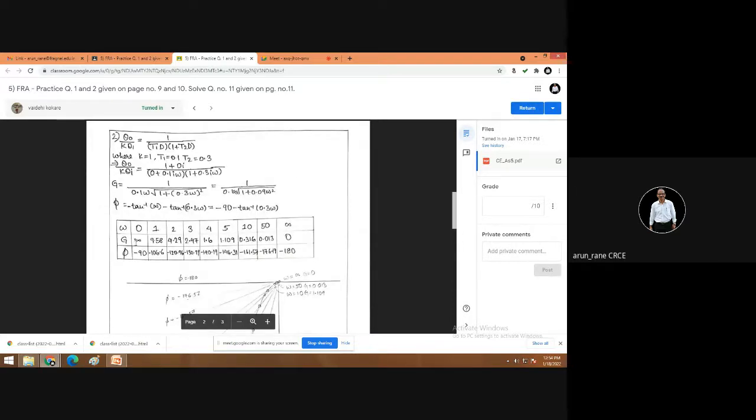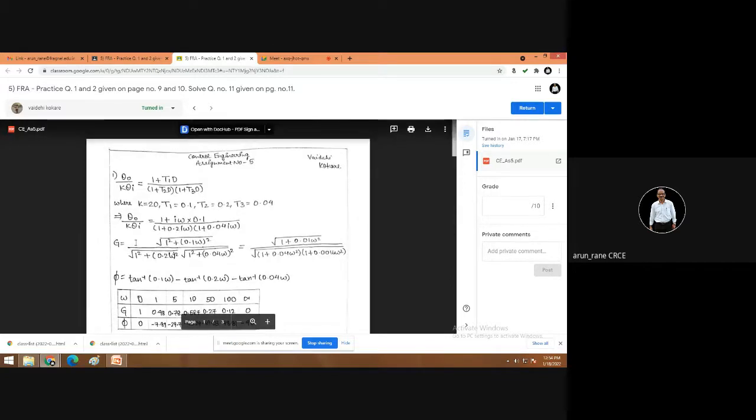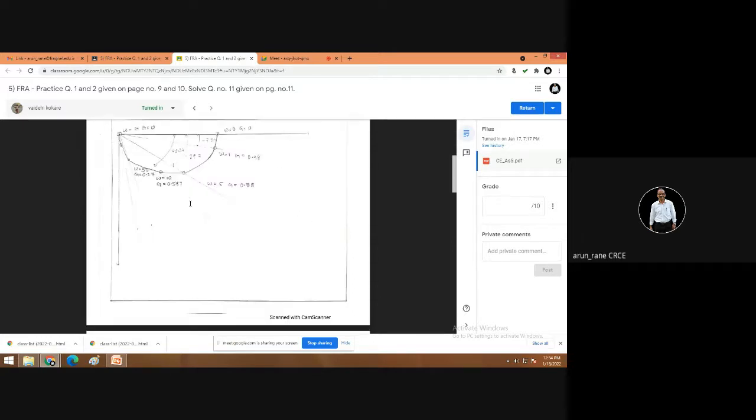This is the next problem. Now this was a first degree transfer function. If you talk about the net, the net transfer function is first degree. That's why it is ending in the fourth quadrant.